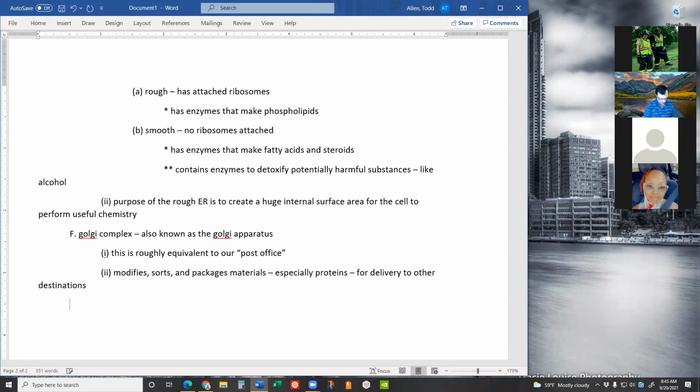Let's continue. Next part of the cell I'm going to talk about are the lysosomes of figure 3.22. Figure 3.22, page 87. Okay. Lysosomes are membrane enclosed structures, membrane enclosed vesicles that are really recycling facilities. That's the analogy I like to use. They are the cell's recycling facilities.